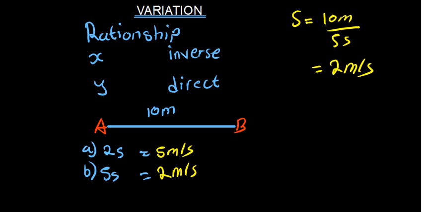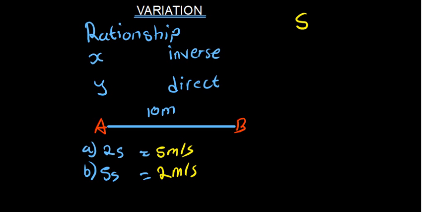So now, what understanding are we able to obtain from this, or what picture are we able to get from this for us to understand what variation basically means? We have our distance and our time here.